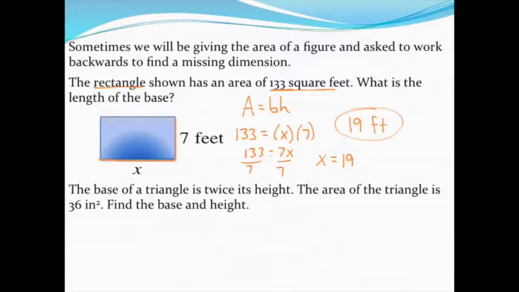And do make sure you label your answer. These are so easy to check too. Since we're saying the base is 19, just check your area formula. Does 19 times 7 equal the area that was given to you, 133? And it does check out. So these are great, easy ones to check.